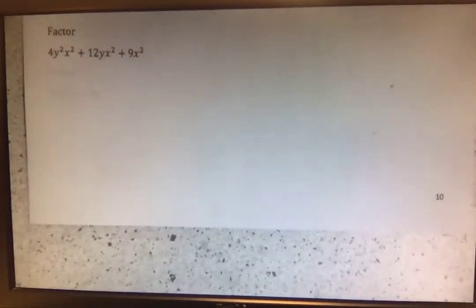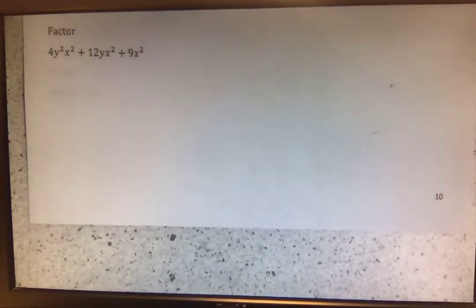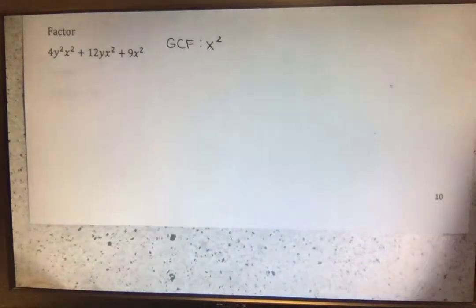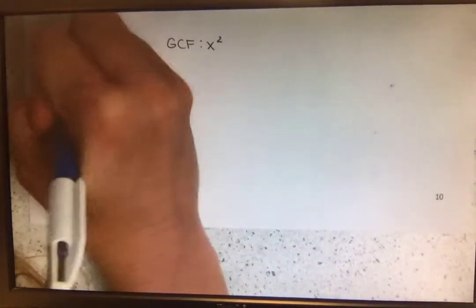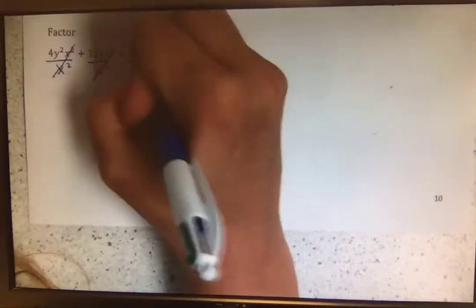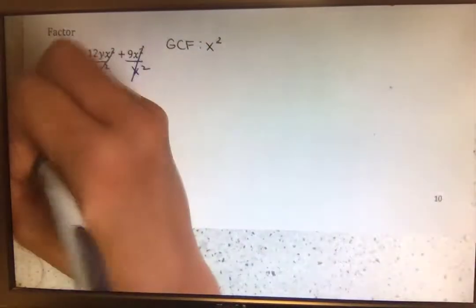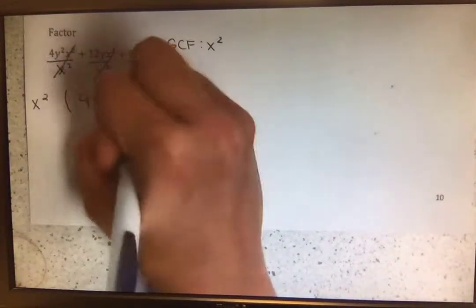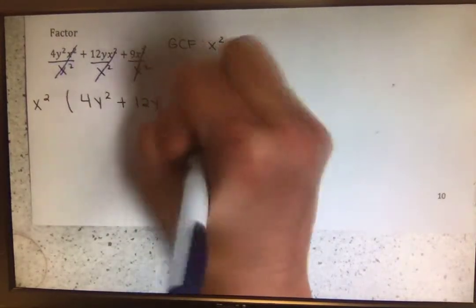Same thing for the next example, factoring 4y squared x squared plus 12y x squared plus 9x squared. So looking at all these three terms, our first step in factoring is GCF. I notice they all have an x squared in common. So let's go ahead and factor or divide out that x squared from all three terms. So that way those cancel, those cancel, those cancel. So taking out that x squared out front, we're left over with 4y squared plus 12y plus 9.